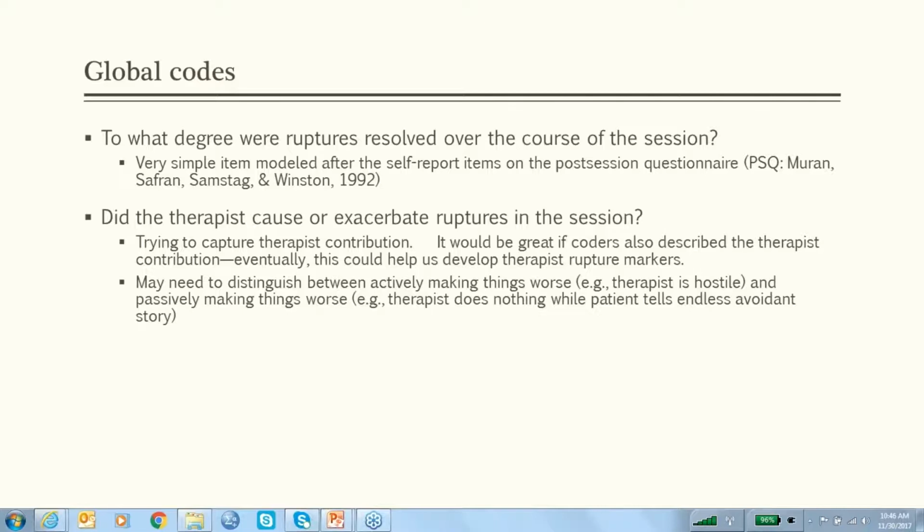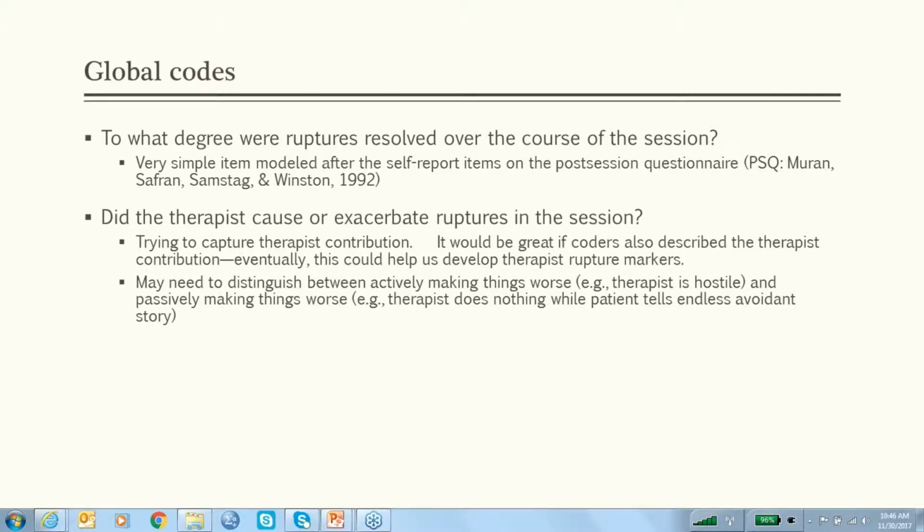We also have a question about whether the therapist caused or exacerbated ruptures in the session, also rated on a 1 to 5 Likert scale. This is an initial effort to try to capture therapist contribution. If you are using the measure and this item, it would be great if you also had coders describe how the therapist contributed. I would love to get more information about that. We're hoping to use that information eventually to develop therapist rupture markers.